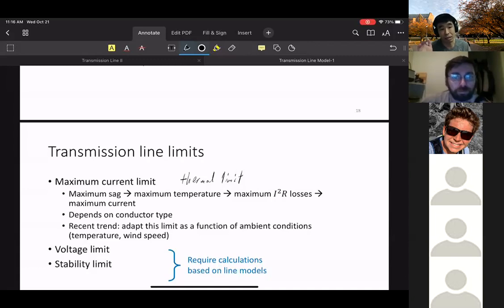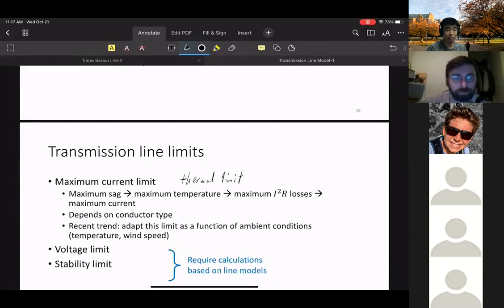And since most lines operate at fairly standard voltage levels, this is often given as a power limit as well. You can carry so much power on the line because you want to avoid the sag. This limit depends on the physical design of the line. One, the conductor type of the line. And two, how much clearance you have underneath the line. If you do a very good job of cutting trees, you can allow a larger sag under the line. So this is the current limit.